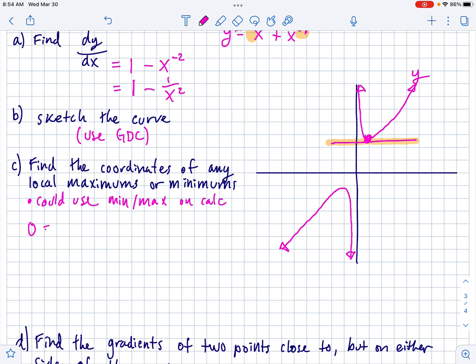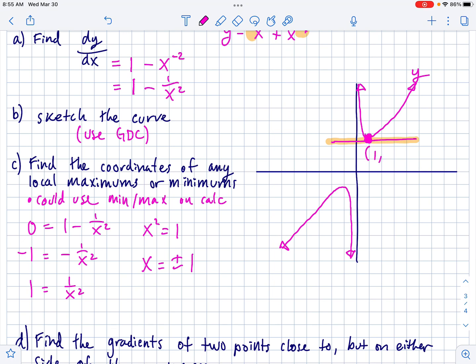Because those minimums and maximums are where the derivative is going to be equal to 0, because you get a flat horizontal tangent, you can set the derivative equal to 0 and try to solve this. If I subtract 1 from both sides, we get -1 equals -1 over x squared. Divide both sides by a negative, we get 1 equals 1 over x squared. Multiply both sides by x squared, and you get x squared is equal to 1. Then square root both sides, and you get plus or minus 1.